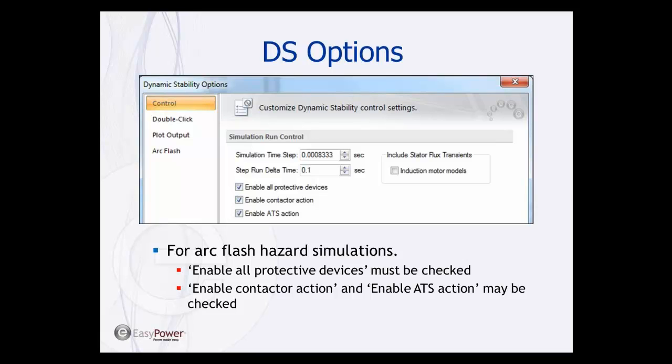But there may be an application where you don't want to see how long it trips. You just want to see, if it takes a certain amount of time, what that incident energy is. But most likely the enable all protected devices will be checked. The enable contactor action and enable ATS action are specific to stability. And when we talk about the integrated method, the contactor and ATS action are not supported within that method.